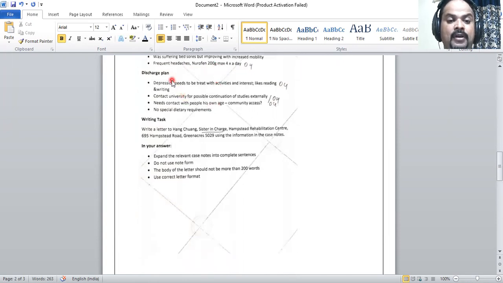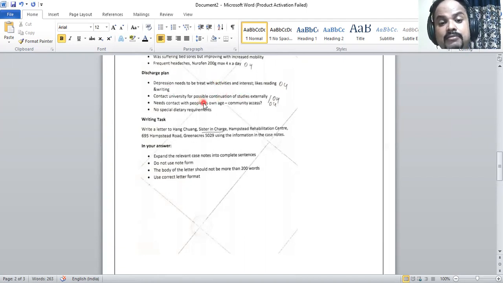Okay. Now he has depression because the patient is young. He's a university student. He was immobilized for the past 3 months. So he naturally gets depressed and isolated. He needs to get himself relaxed and socially engaged.